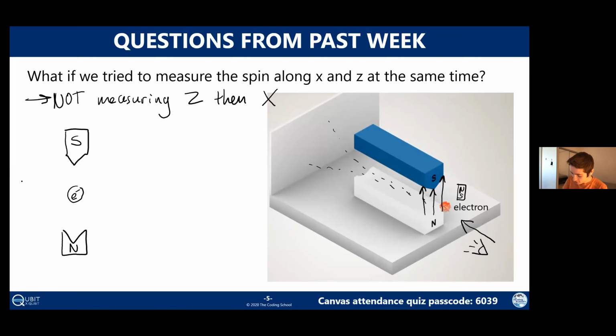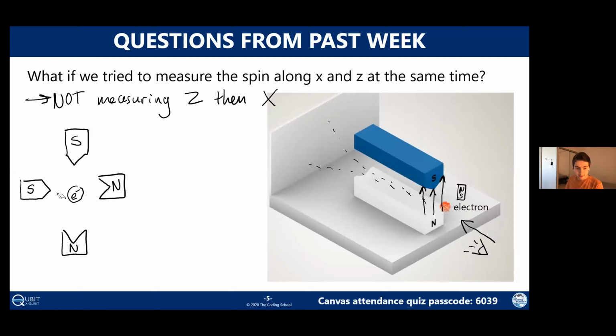Now, we could pretty easily just put another set of magnets here. We could put a south magnet there, a north magnet here. Then we have magnetic field lines running in both the Z direction and in the X direction. This is, in my mind, the closest you could get to measuring both at the same time. The question then is, where is this electron going to deflect? When we had just the Z axis, it went either up or down. If we had just the X axis, it would go left or right. So what do we have now? What do you think will happen here?